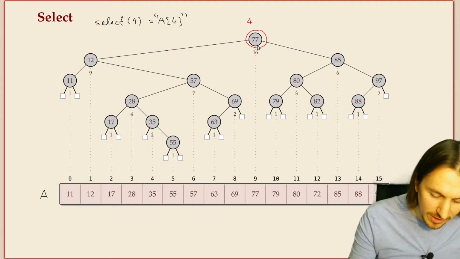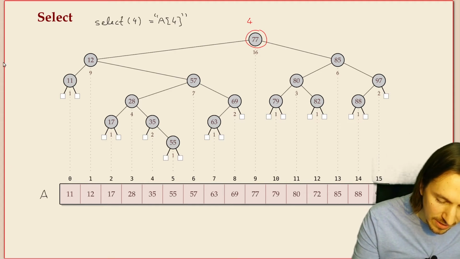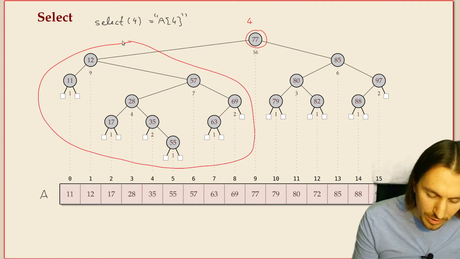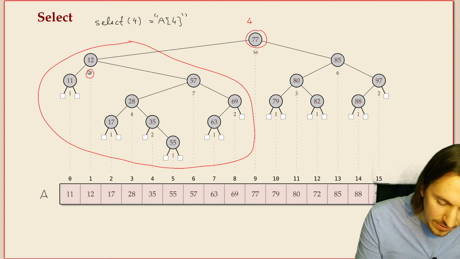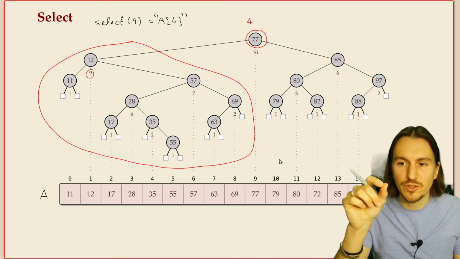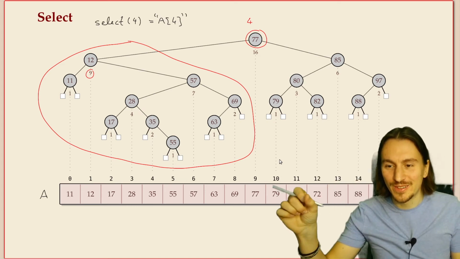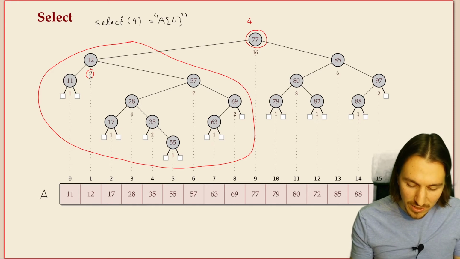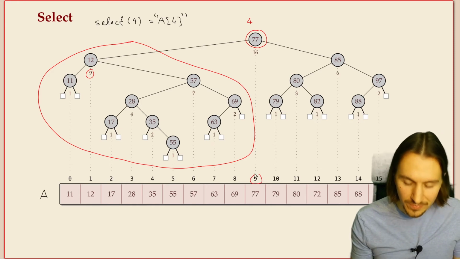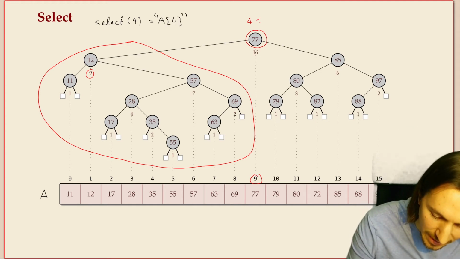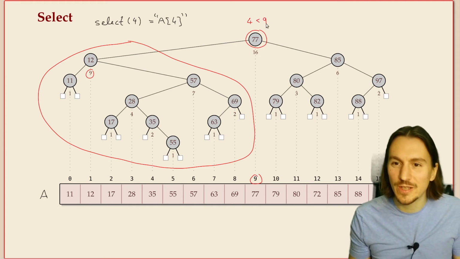Now, if we look at the entire left subtree of the root, we know that we can find its subtree size if we go to the left child, and then take its subtree size. This 9 gives me the rank of the root. All right. Now I compare: 4 is less than 9, so I have to continue on the left.